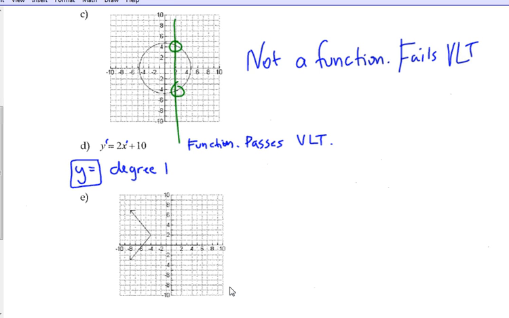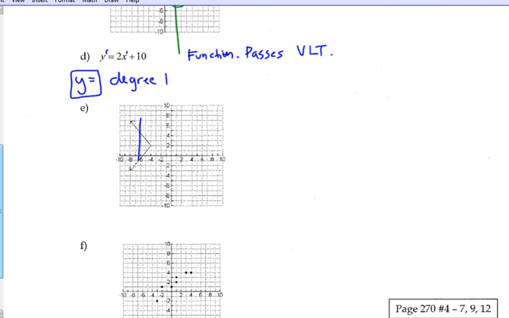Okay, last two. Is this a function? No, fails VLT. Okay, you two are added to that list.